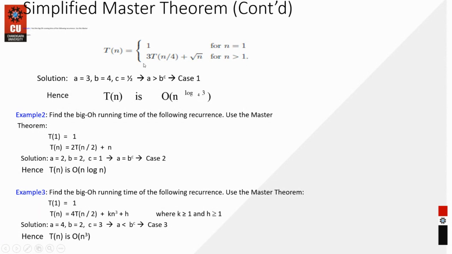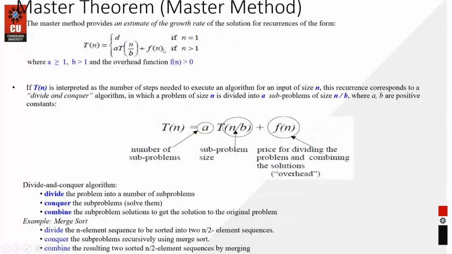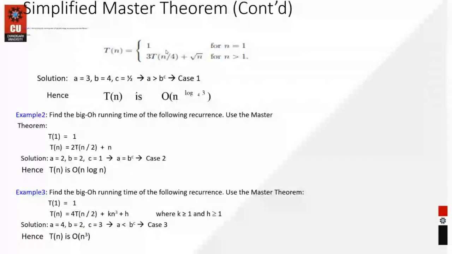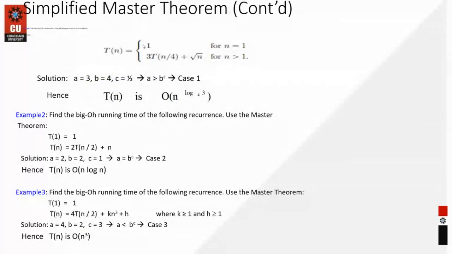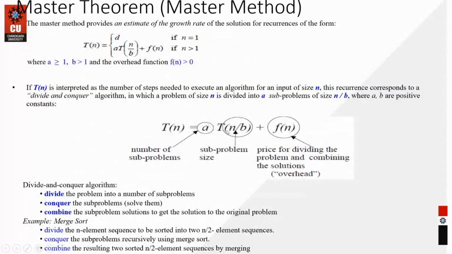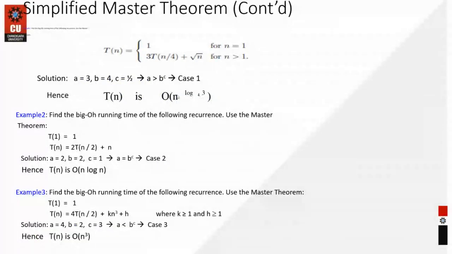Try to understand what I am saying. This is the recurrence relation and this is my master theorem. You can see that T of n equals a times T of n by b plus f of n. Now a is 3. In n by b, b is 4. c is half, so f of n is n to the power half. That is why c is written.